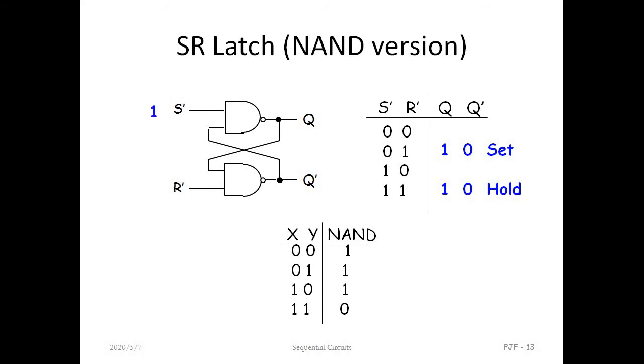Third case, that is 1 0. Then what is the value of Q and Q bar? Whatever the value, with input 1 0, the output is always 1. So here for reset, I will consider Q bar equal to 1. So 1 1 becomes 0. This is called a reset condition.